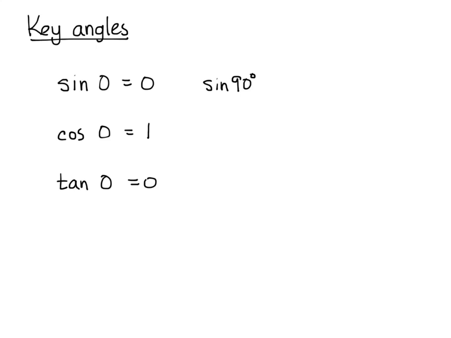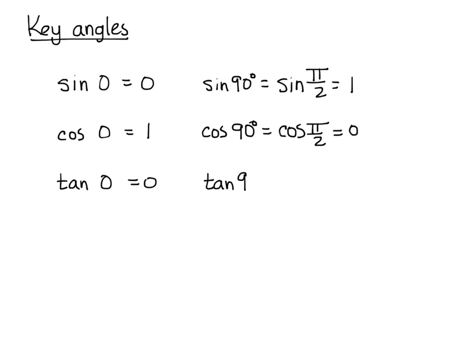Okay, so then the next one is sine of 90 degrees, which is the same as sine of pi over 2. And that is the other way around. So the sine is 1, cosine is 0. The tangent, though, now is going to be 1 divided by 0, which is undefined. And don't ever put infinity or anything like that. It is just simply undefined.